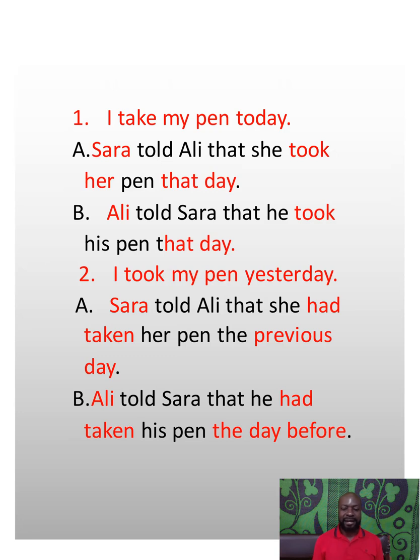Ali is a man, so I changes to he. Take changes to took. Why? A present simple changes to a past simple. The past simple of take is took. Today changes to that day. My changes to his. Why? My changes to his because Ali is a man. If it is a woman, it changes to her.